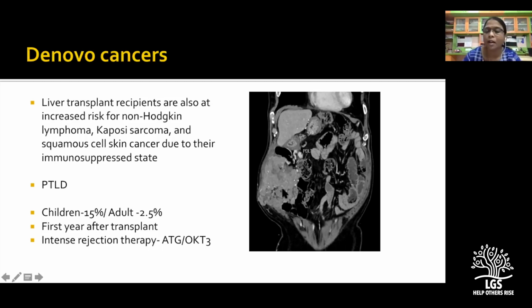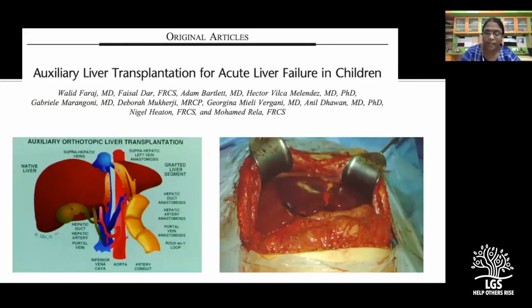This came in the pathology as a post-transplant lymphoproliferative disorder. So before ending this session, a word about the APOLT. APOLT is an auxiliary partial orthotopic liver transplant. Here, along with the native liver, the graft is also kept inside the abdomen. And this is done in 2 settings.